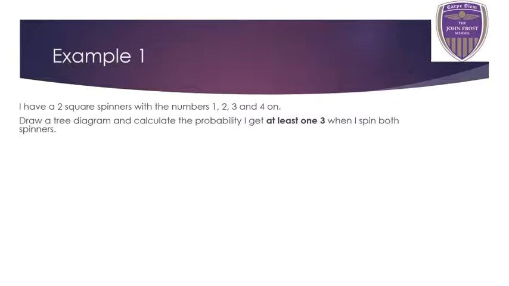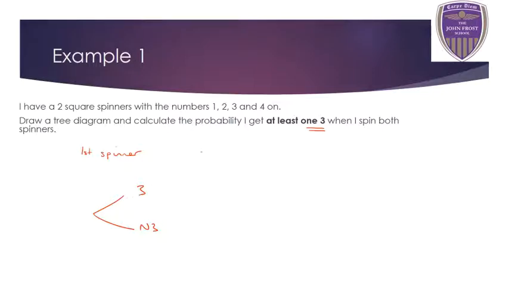Okay, so let's do what we did then. So 2 square spinners with the numbers 1, 2, 3, and 4 on there, and we're going to be spinning each one. Okay, so we're going to do the first spinner. And the question is talking about getting a 3. So when we do our 2 different branches now, we're talking about getting a 3 or not getting a 3. That's our possibilities in there. We're either going to get a 3 or we're not going to get a 3.